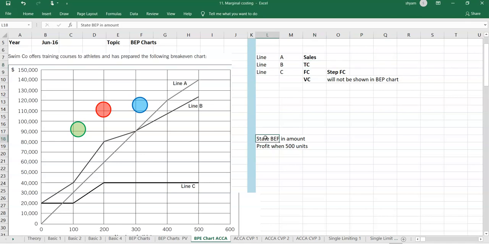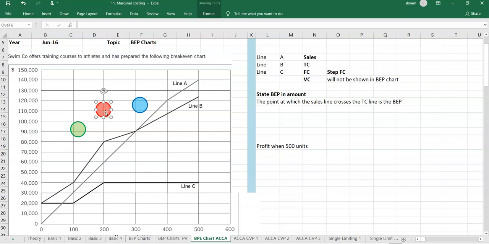So our first question is to state the BEP in amount. How do we state it? The point at which the sales line crosses the total cost line is the BEP. That's a rule. So where does it cross? If you see, both the lines intersect at this point. So if you take this point, this is the BEP point.